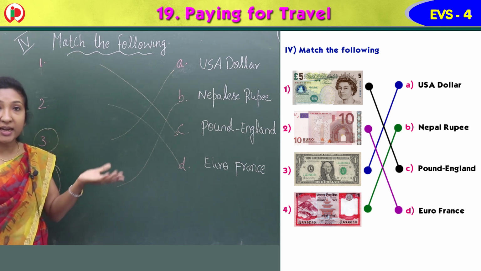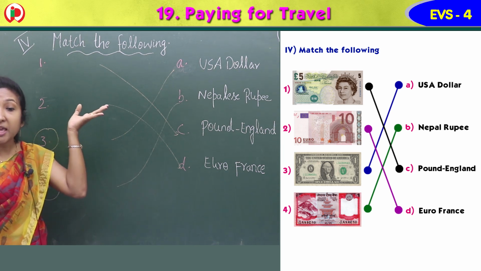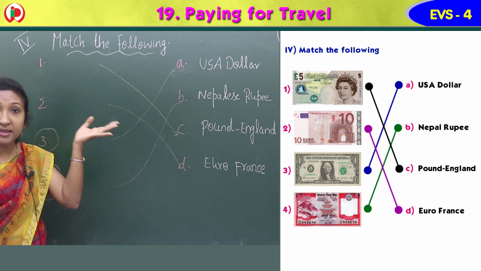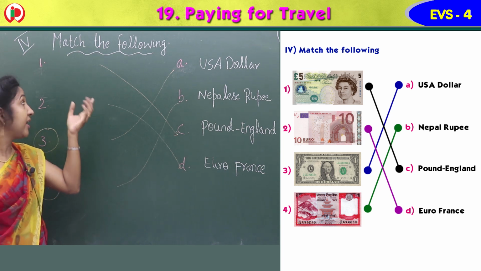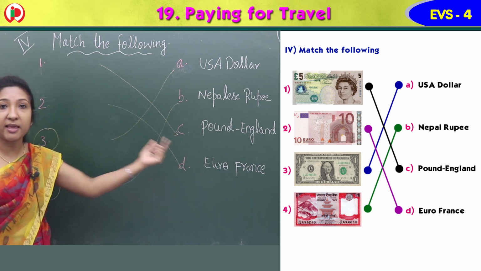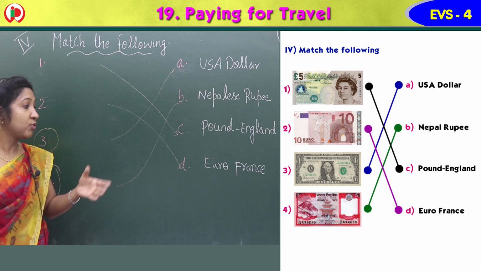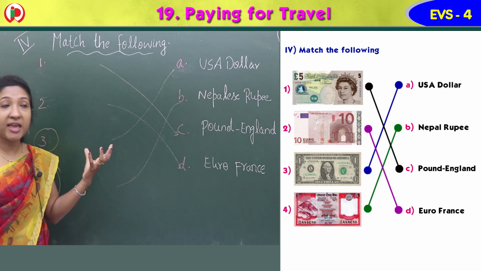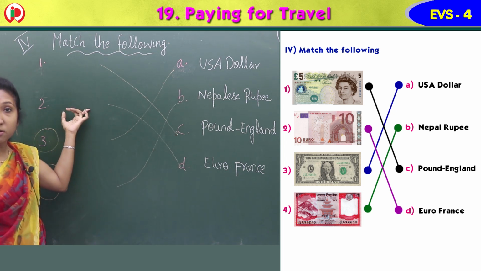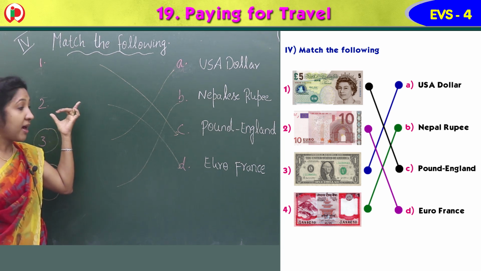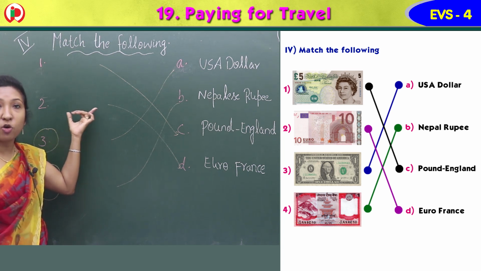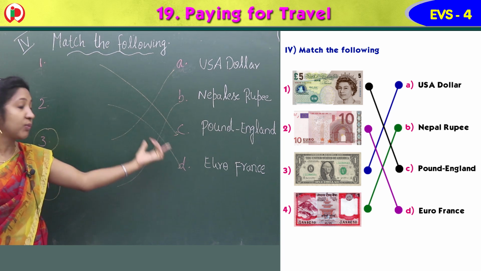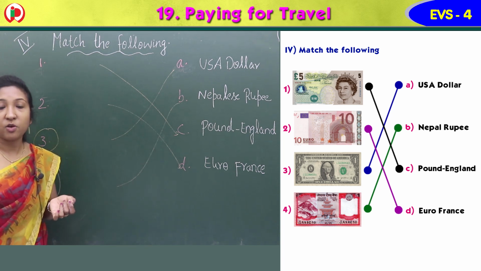Next, pound England. The first image is of currency, image of England, pound England. So 1 you have to match with C. Then last one, Euro France. The second image. You can see it is the currency of France, euro. That you have to match 2 with D. Okay, children?